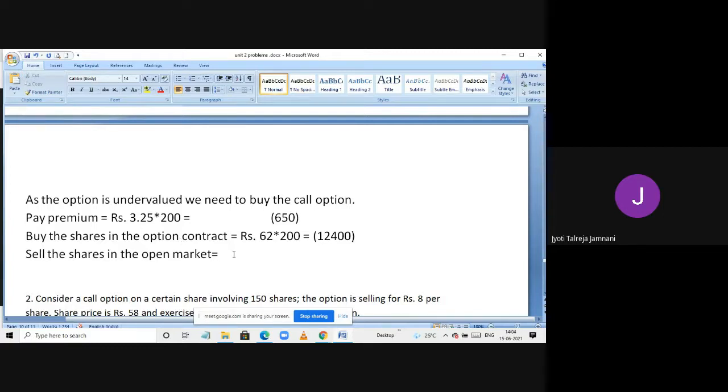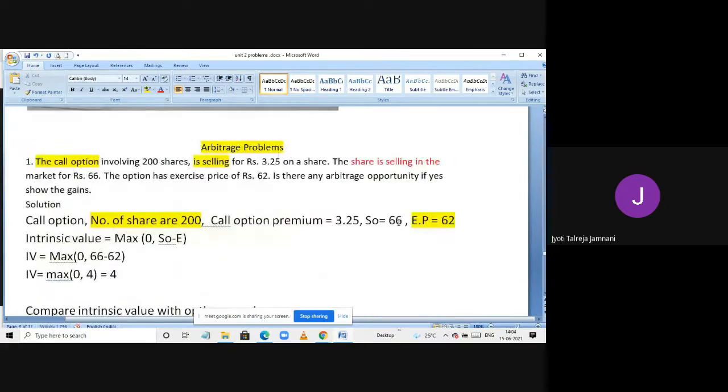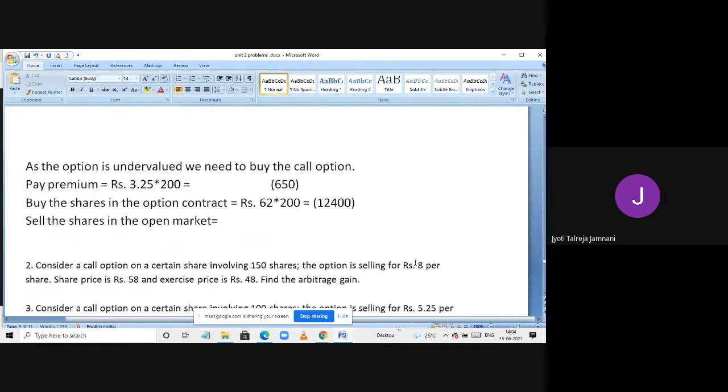So when we sell it in the open market, what is the market price? S naught. Now this is your market price. It is 66 rupees. So you're going to sell it for 66 rupees. So 66 rupees into 200 shares, which is equal to 13,200. Now this you're selling.